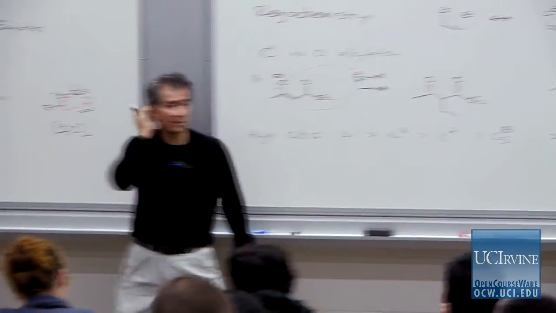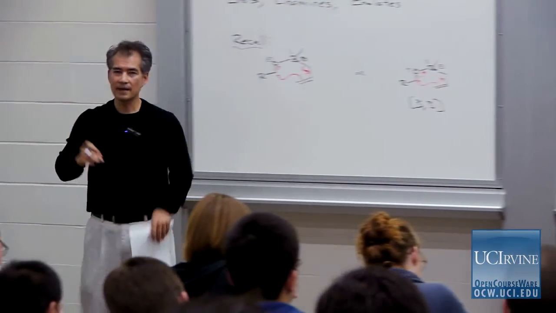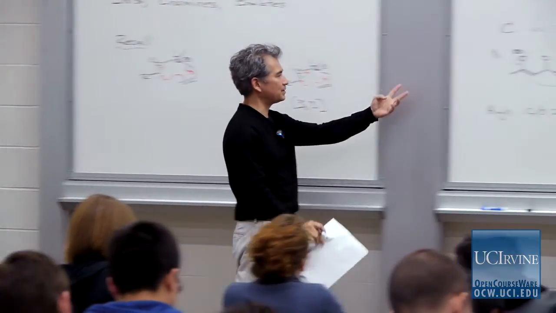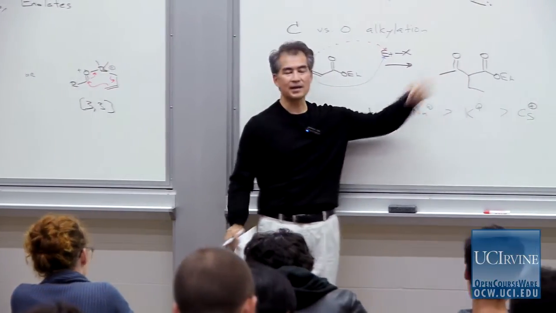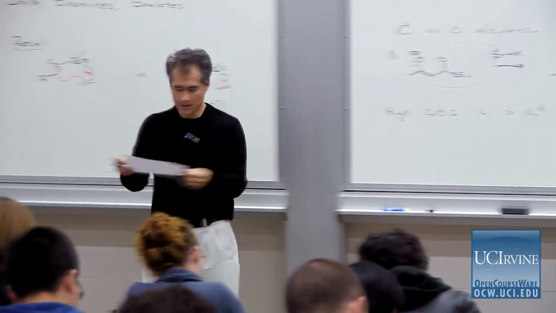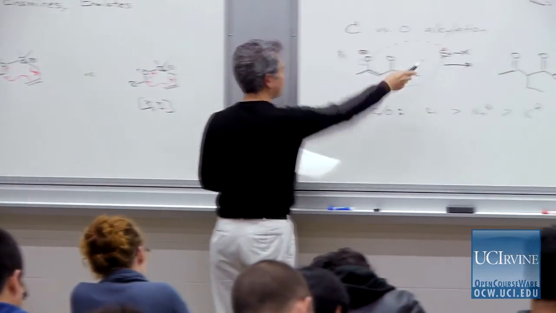And there's the new ethyl group on the carbon atom. So the more covalent you make that oxygen-metal bond, the less negative charge there is here, and the more you're going to see reactions on carbon. Okay, so what can we do to change the electrophile?